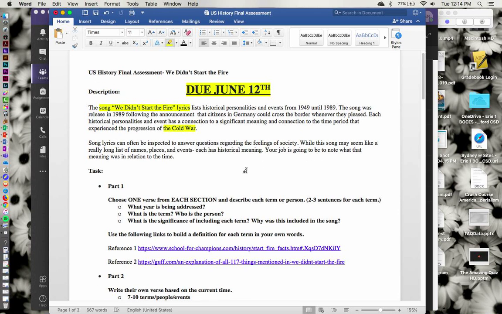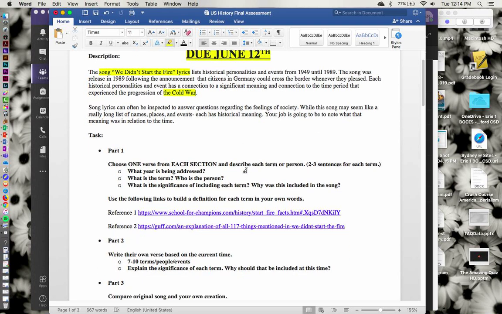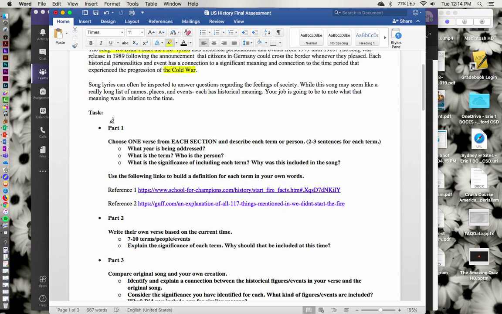While it might seem like the song is just a long list of names, places, and events, it really does hold historical meaning. And your job is going to be to know what that meaning is in relation to the Cold War period. So there are three parts to this project.